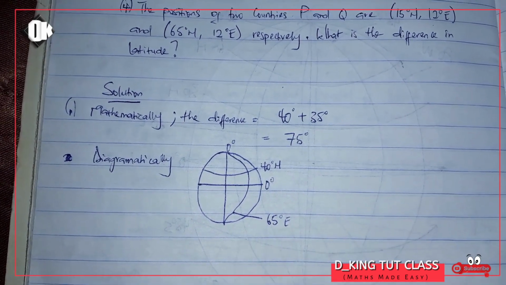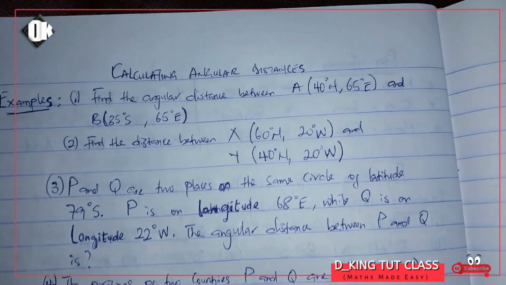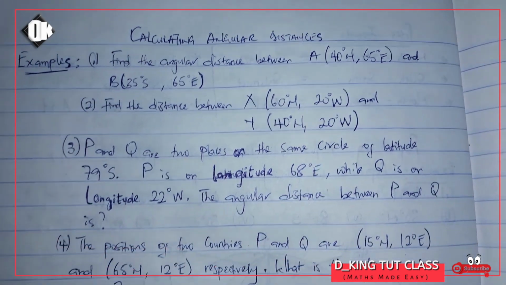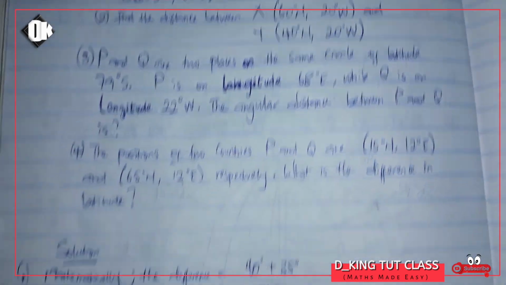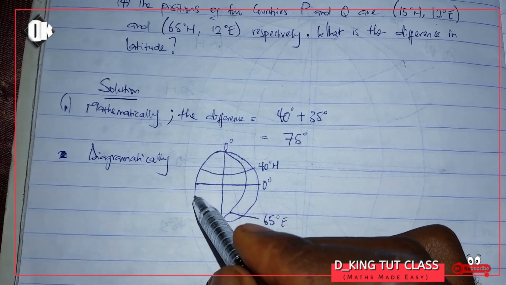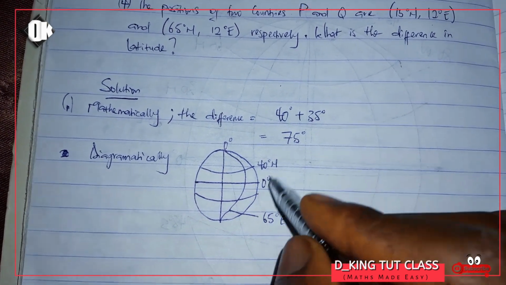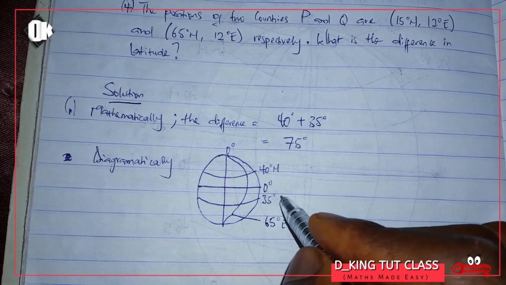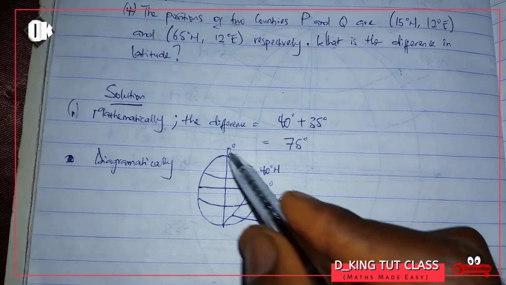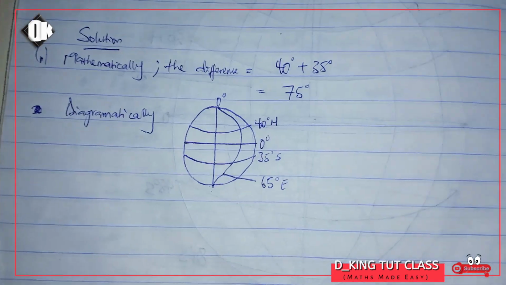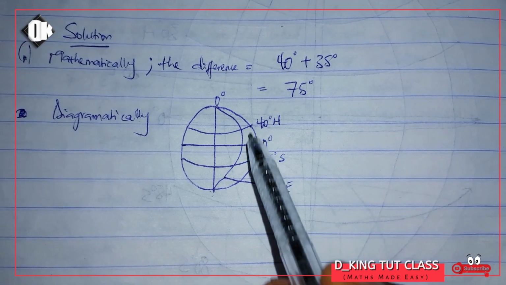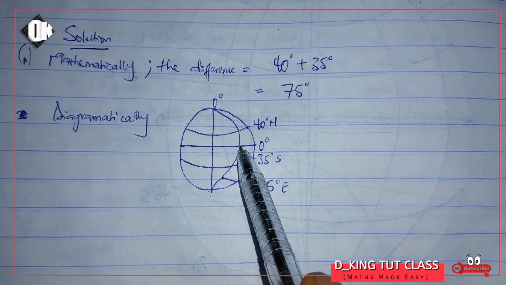Remember, you can label it at any angle. Then what do we have next? We have 35° south and 65° east. This is south, so I can come like this. This is 35° south, and 65° is still this line here. Now let's look at the diagram very closely. What I'm concerned about is these 3 lines.